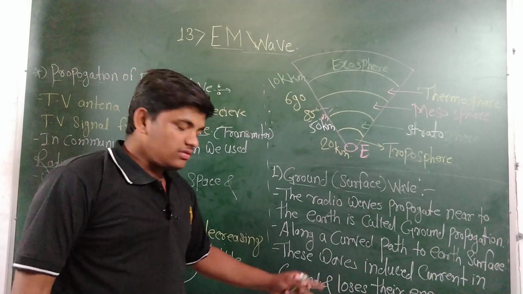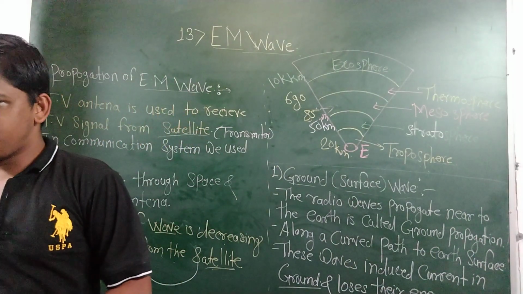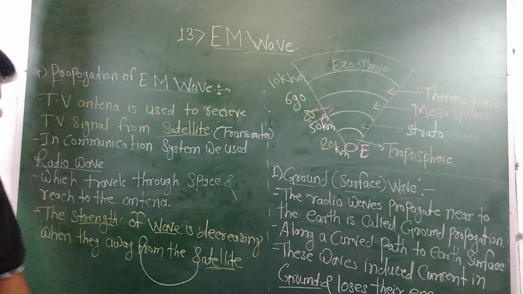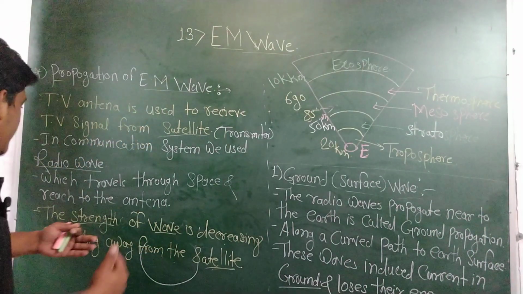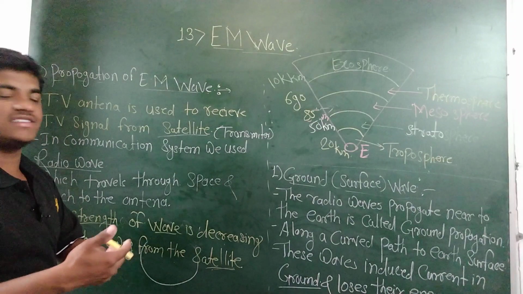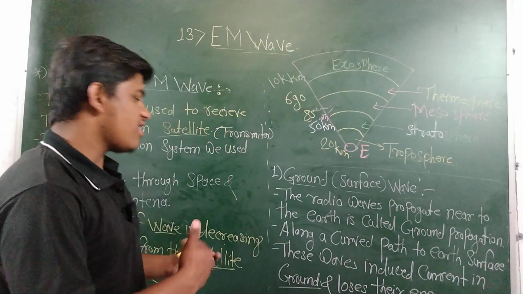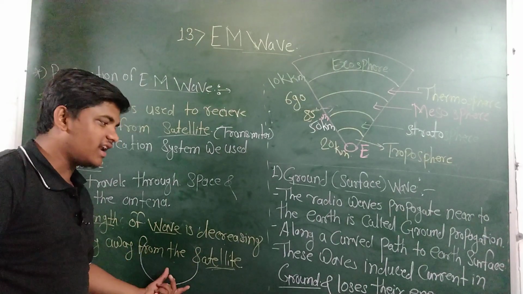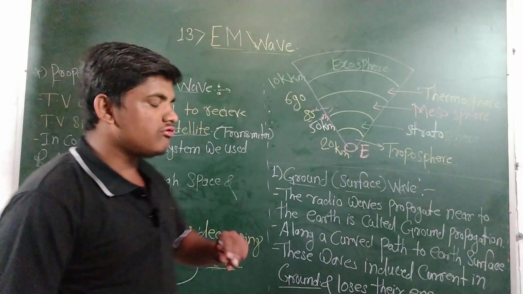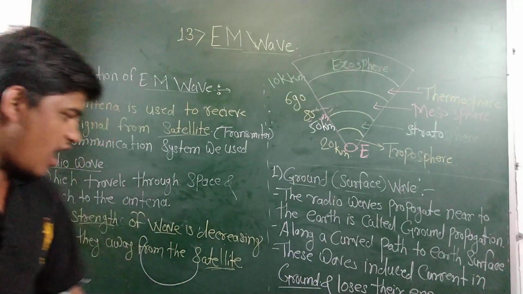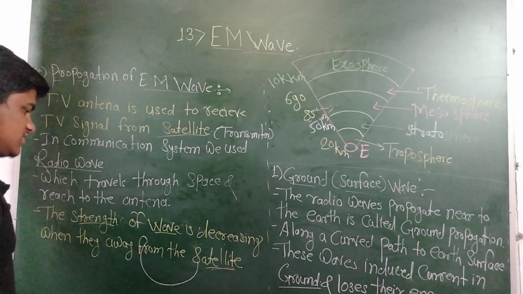Then they lose their energy and the signal can't be transferred over a large distance. Why can't they be transferred? Because the waves lose their strength and also lose their energy. When they travel away from the source, away from the satellites, these signals can't move a larger distance.